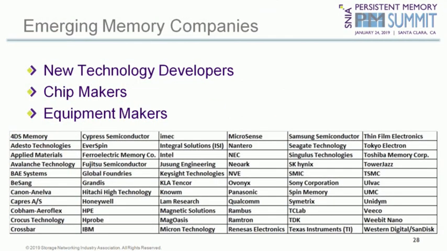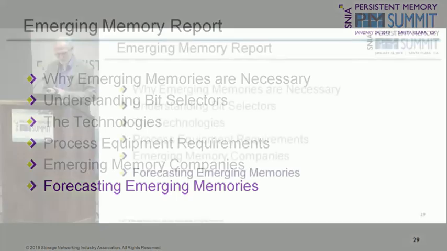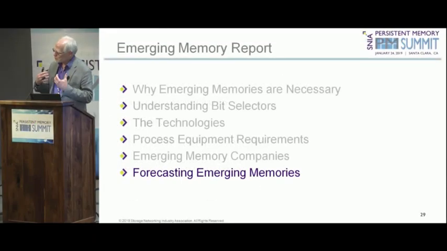So there's a lot of technology developers, chip makers, and equipment makers. We've got a huge list here, which I'm not going to go through, but it's in alphabetical order, so you can take a look at that. And then let's talk about some of the results we had in the report. We're looking at these different memories and where they might be going.